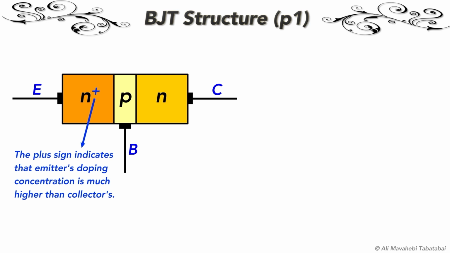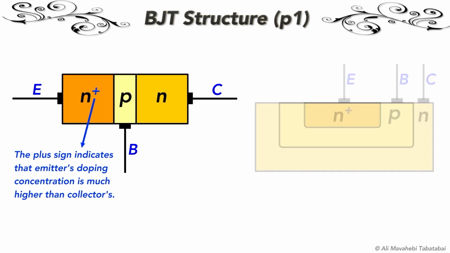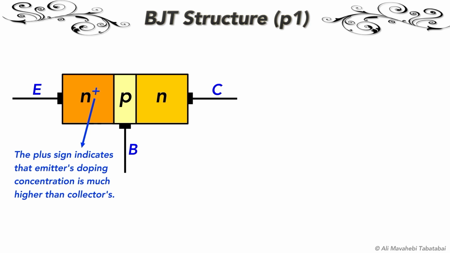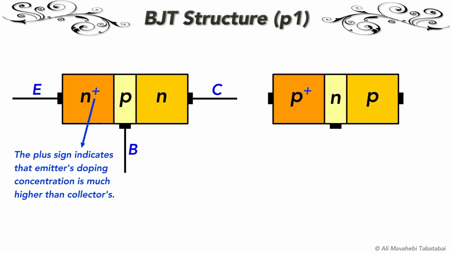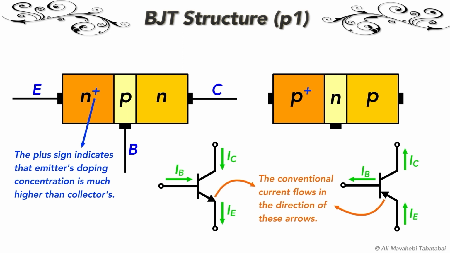Keep in mind that the actual structure of the transistor is not symmetrical, so we cannot interchange emitter and collector terminals. The more realistic structure of an NPN transistor looks like this picture. And this is a more advanced structure of an NPN transistor. For simplicity, in this course we use this simplified picture. And these are the circuit symbols of NPN and PNP transistors. These arrows in circuit symbols indicate the conventional flow of current. As you see, all currents are in the direction of the arrow.